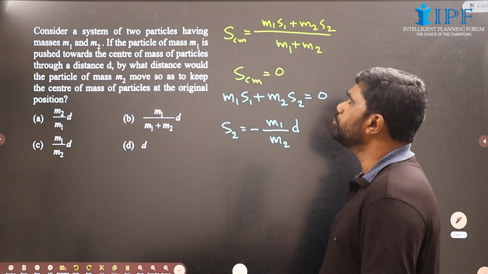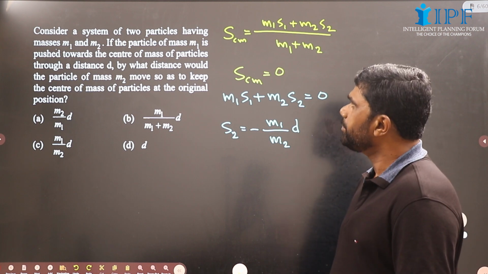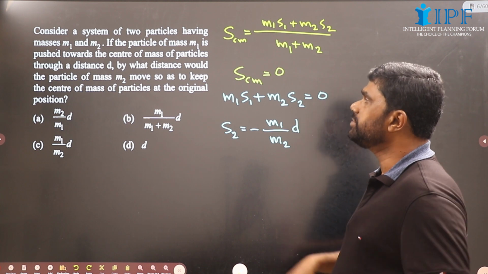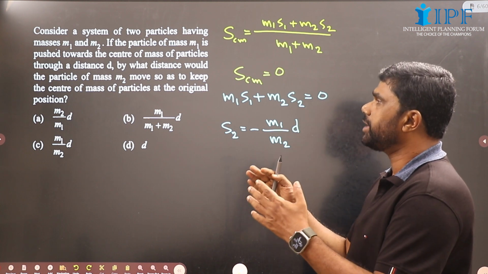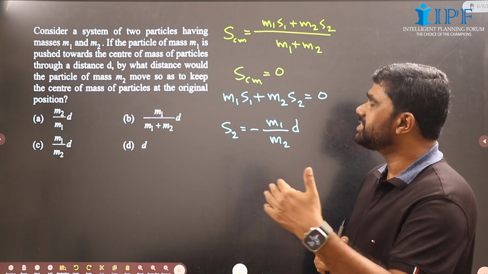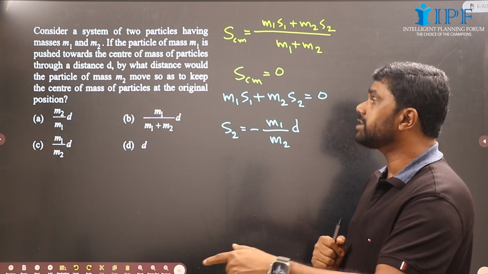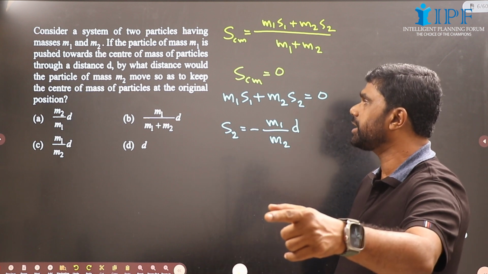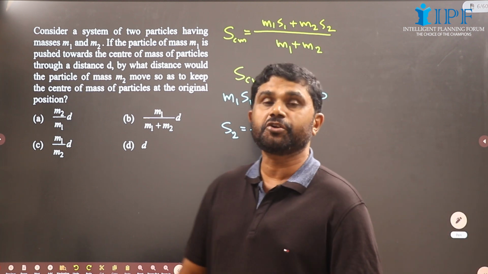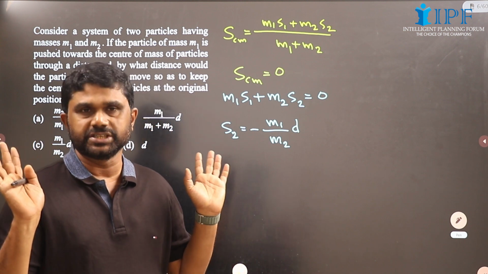Consider a system of two particles having masses m1 and m2. If the particle of mass m1 is pushed towards the center of mass of particles through a distance d, by what distance would the particle of mass m2 move so as to keep the center of mass of the particles at the original position? What does it mean? Center of mass does not move. Displacement of the center of mass is 0.